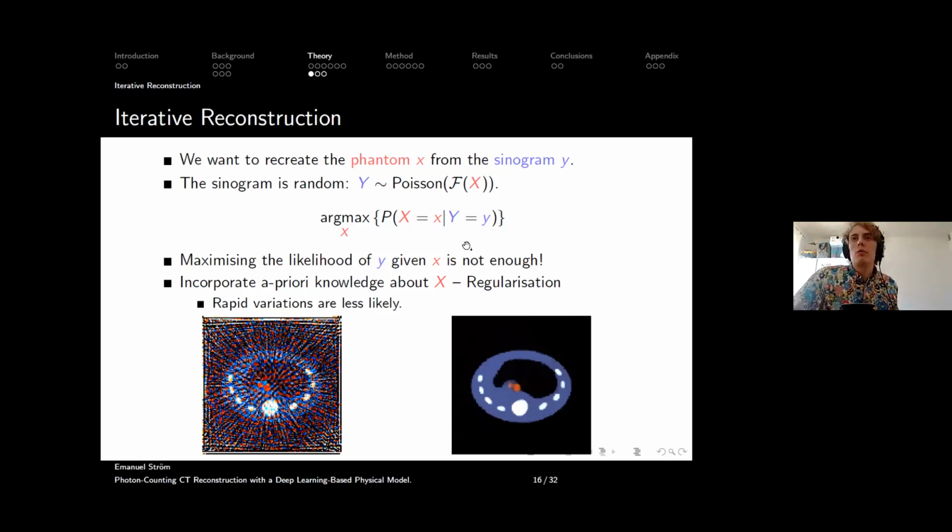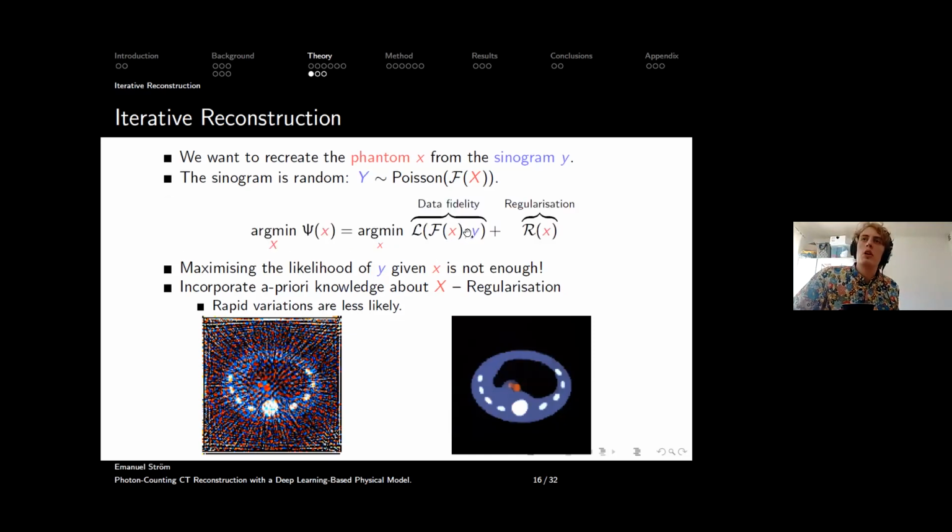This maximization problem you can reformulate as a minimization problem by taking the logarithm and multiplying by -1. Then you can separate it out into two different terms. Anybody who's dabbled a little bit in iterative reconstruction probably recognizes this formulation: you have this data fidelity term and you have this regularization term. The data fidelity term encodes information about the physical model, and the regularization term incorporates the prior knowledge that we have.